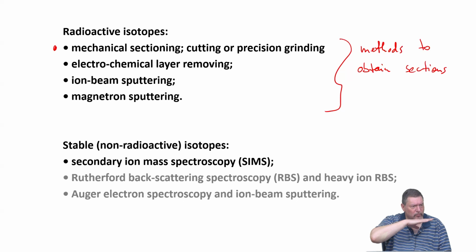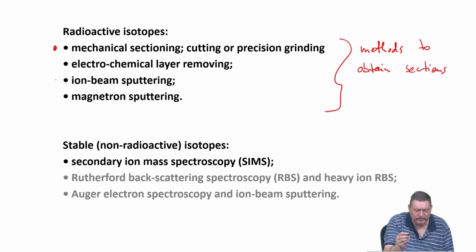And then one can do parallel precision grinding to remove layers of the material, which you do when you grind and polish, right? But in this case, the material which is ground off or polished off is collected and then put into the detector.